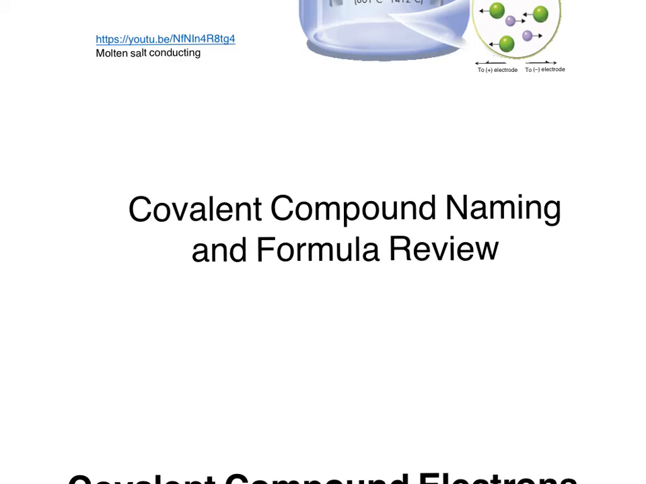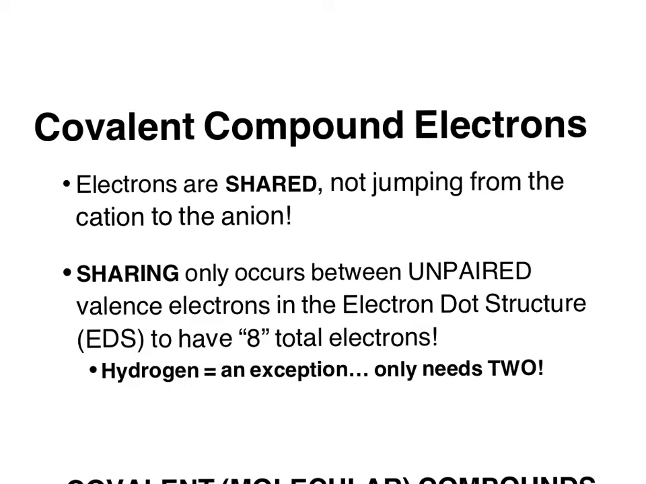Now we're getting into covalent compound naming and the formula review. Again, this should mainly be a review for you, which is great, but I will get into some other information as well. The first thing that you need to recall is when you're working with a covalent compound, when you draw the electron dot structure, your electrons are always going to be shared. You're not going to see that jump or donation that we see with the ionic, so make sure that you understand that you're going to be sharing, whereas when I'm working with ionic, I see that donation, so I'm donating my electrons.